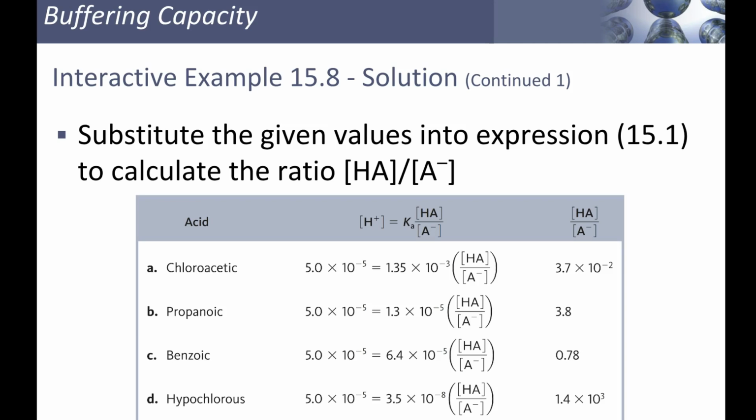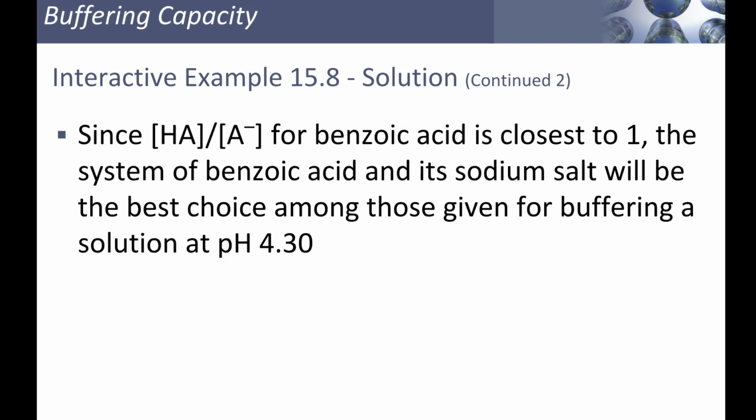They give you here are your Kas, right? Here are your ratios, okay? Which one would you really use? 0.78. Why? Because it's closer to 1. Right. So you want a ratio where they're pretty much equal to each other. So you would probably use benzoic acid, because if that's the case, the benzoic acid and its sodium salt will be your best choice, because that's when you have a ratio of 1. And a ratio of 1 gives you then your pH equal to your pKa.